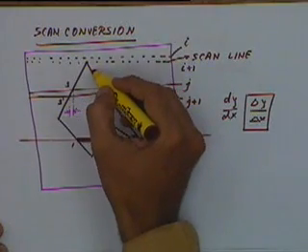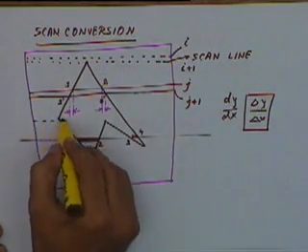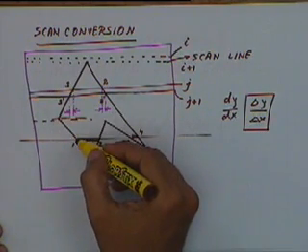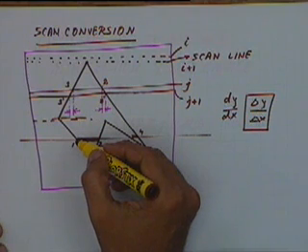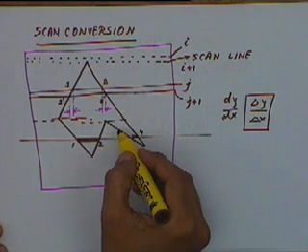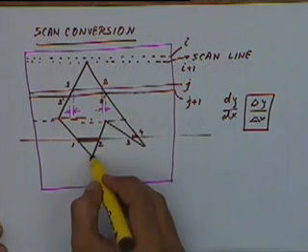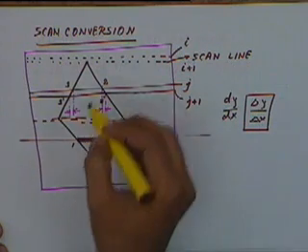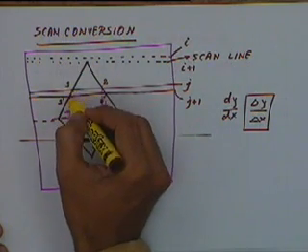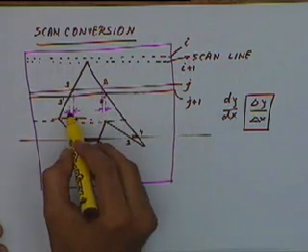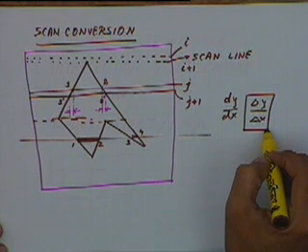For instance, here two edges will start. At this point, one edge is coming to an end and a second edge is starting. Similarly, here two edges would start. At this point, two edges will come to an end. As we go from scan lines in these positions from here to here, the intersection points will change by an amount equal to delta y by delta x.